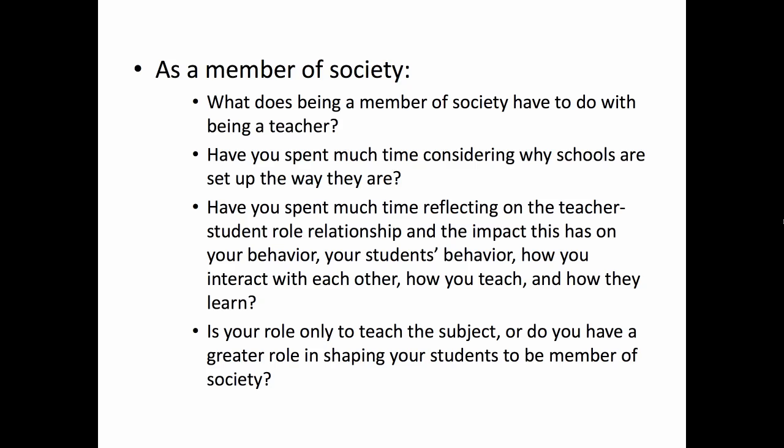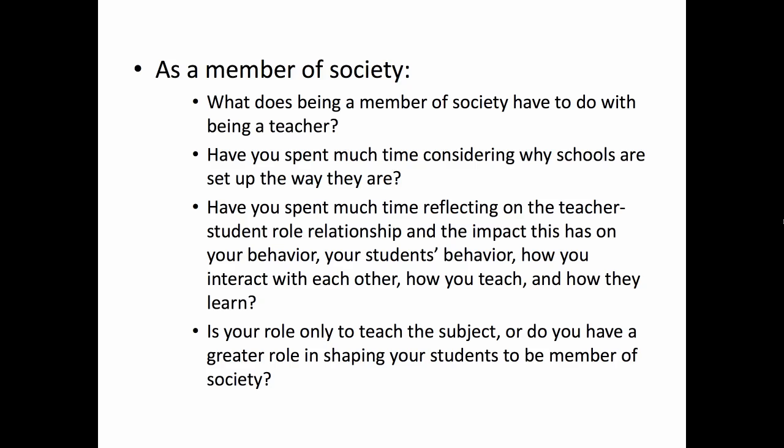How much time have you spent reflecting on the role relationship in the classroom, teacher and student? Your role as a teacher versus the role of the student. And remember, all of us as teachers have been students, and we can't forget what it means to be a student, and what the teacher means to the student, and what the role of the teacher is, and what impact this has on your behavior, the behavior of your students, and how you interact with each other, you and the students. Again, interaction. How you teach and how they learn.